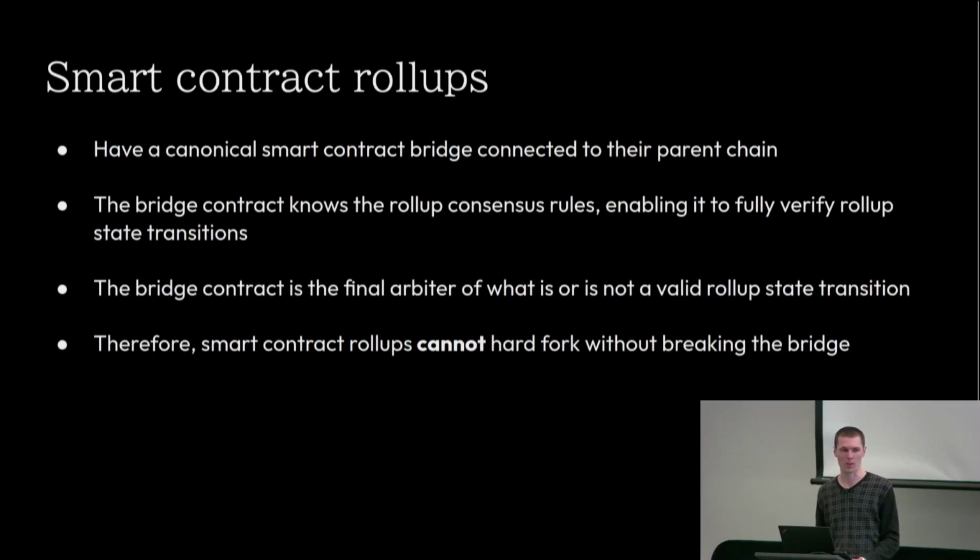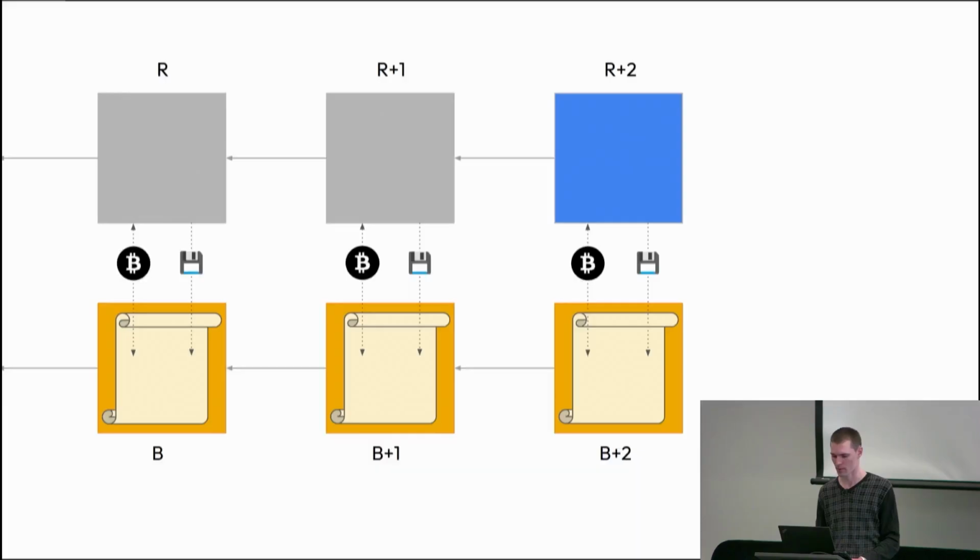Therefore, a smart contract rollup cannot hard fork without breaking the bridge. And so if we look at a similar diagram again, now we've got this contract on Bitcoin that is verifying the rollup state transitions. It also enables Bitcoin to travel back and forth between the Bitcoin blockchain and the rollup blockchain.